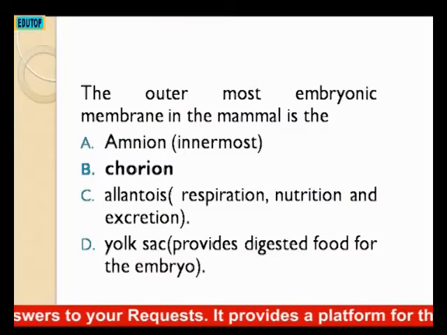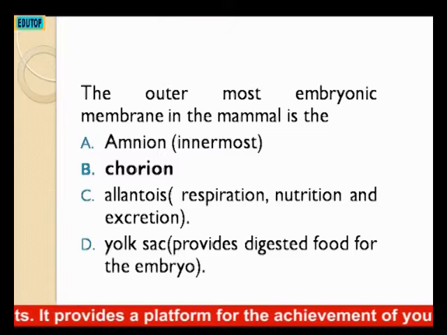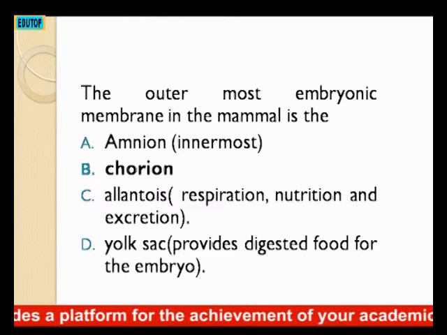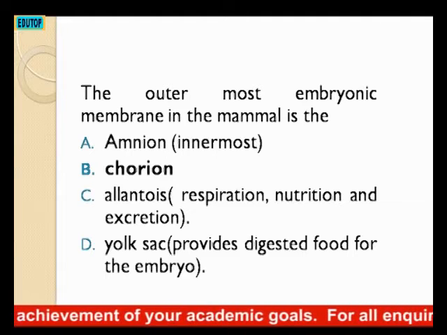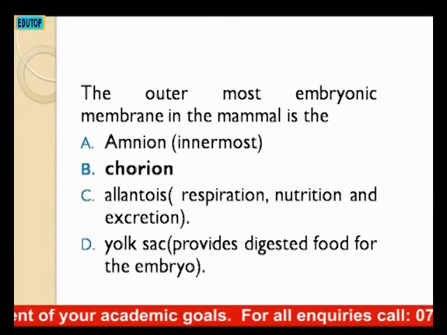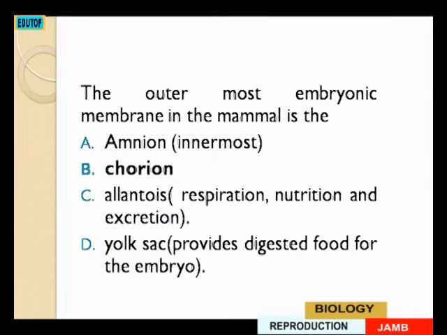The next question. The outermost embryonic membrane in the mammal is A amnion, B chorion, C allantois, D yolk sac. Amnion is the innermost membrane in the mammal. That is when you have a pregnant mammal, you have the embryo inside. So the innermost membrane is what you call amnion. So it cannot be A. Then B chorion. Chorion is the outermost embryonic membrane. That's where you have the fluid. That's the outermost membrane. That's our answer.